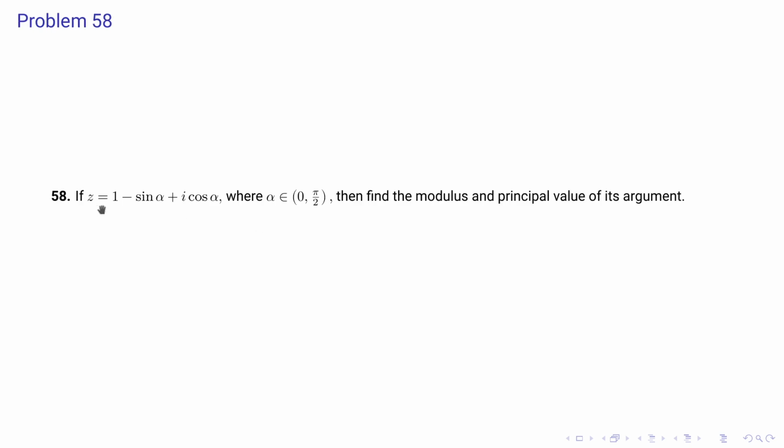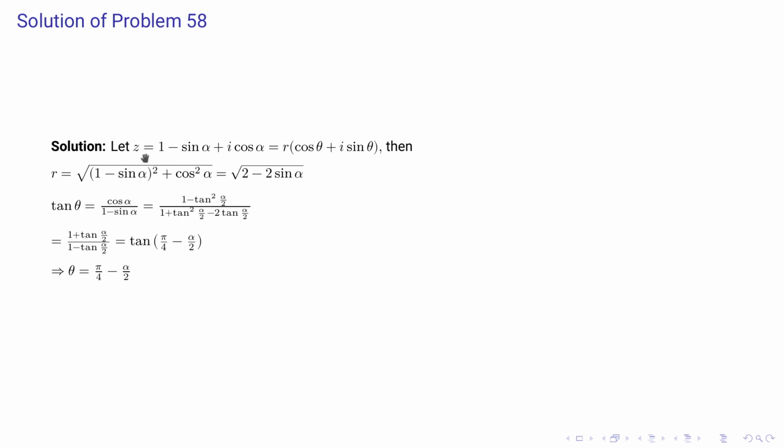Problem 58 says that if z is equal to 1 minus sin alpha plus i cos alpha, where alpha is in the interval 0 to pi by 2, then find the modulus and principal value of its argument. So again, it is convenient to express this as a polar complex number, that is r (cos theta plus i sin theta). So r squared would be the real term square plus the imaginary term square, that is (1 minus sin alpha) whole square plus cos square alpha. So this will give 1 minus 2 sin alpha plus sin square alpha plus cos square alpha. Sin square alpha and cos square alpha add to 1, which will get added to 1. It becomes 2 minus 2 sin alpha.